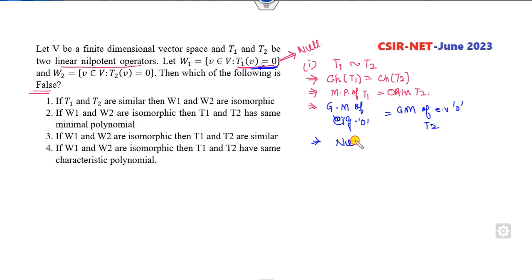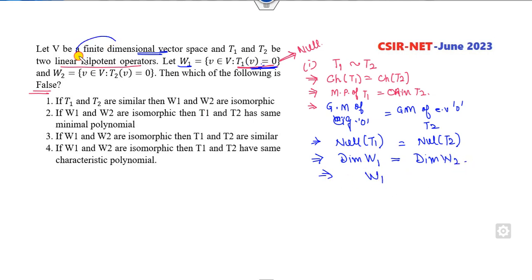What is the meaning of that? Nullity of T1 is the nullity of T2. Once the nullities are the same, there is a finite dimension, so rank will be finite. You can see the dimension of W1 is the same as that of W2. Once both dimensions are the same and they are finite dimension, it means they are isomorphic to each other. The first option is a correct statement, but we need a false statement.